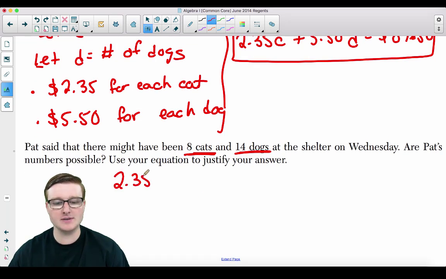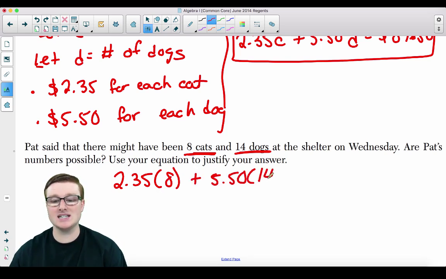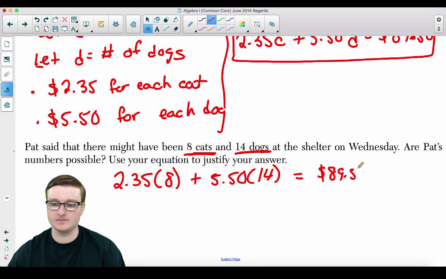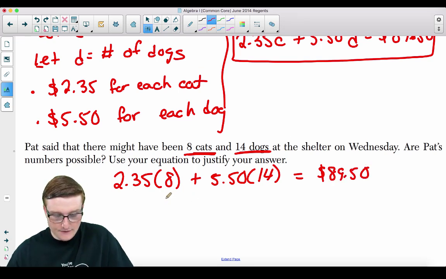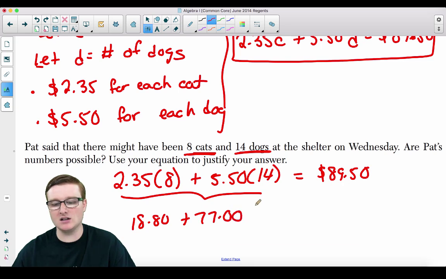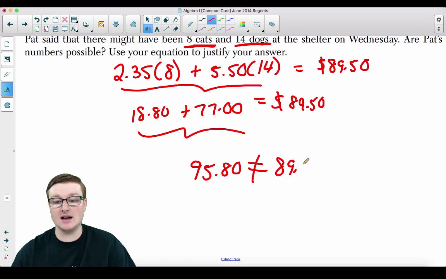So we get $2.35 times the number of cats, which is 8, plus $5.50 times 14 dogs. Is that equal to $89.50? Well, if we plug these into your calculator, you are going to get $18.80 plus $77. Does that equal 89.50? If you combine these, you get $95.80, which does not equal $89.50. So are Pat's numbers possible?